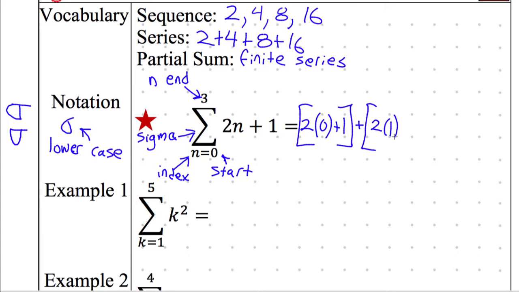The next, is it indices? Indices is plural. The index has gone up, still plus 1, same equation. And I'm going to go until this index ends at 3. So keep going until you hit 3. So then plus 2 times 2 plus 1. For the sake of staying consistent, I should use square brackets. And then finally, plus 2 times 3 plus 1.